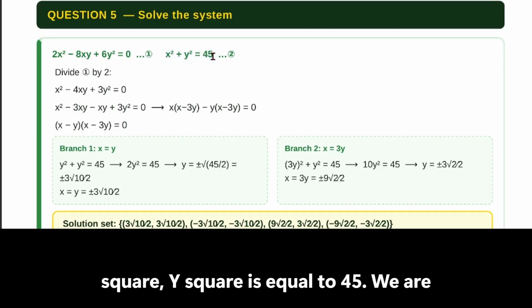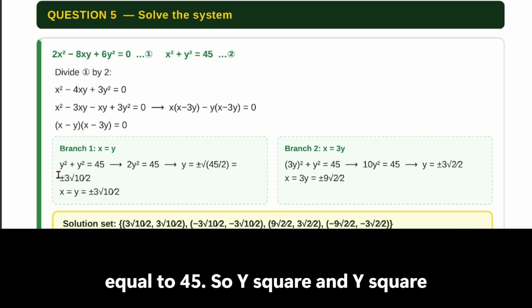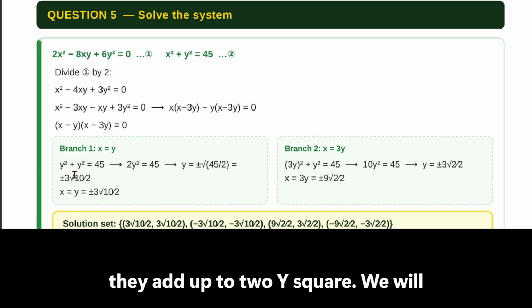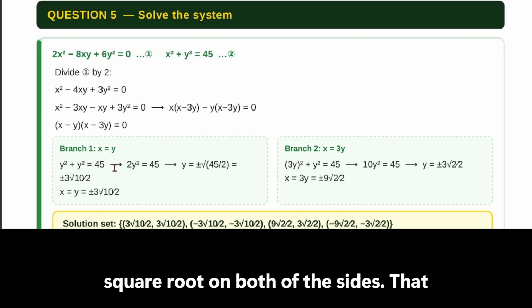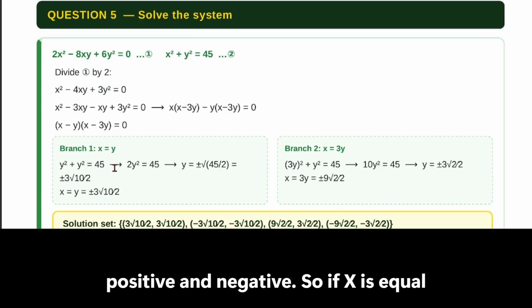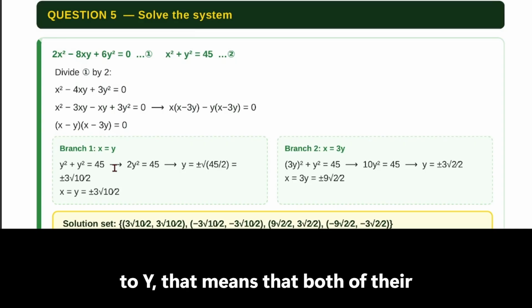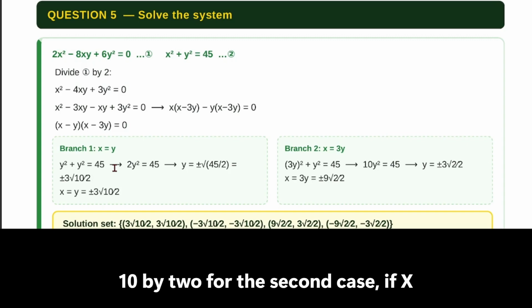we can write, instead of the second equation x squared plus y squared is equal to 45, we are going to be writing y squared plus y squared is equal to 45. So y squared and y squared, they add up to 2y squared. We will divide 2 on both sides and take the square root on both of the sides. That means that our answer is going to be positive and negative. So if x is equal to y, that means that both of their values are going to be plus minus 3 under root 10 by 2.